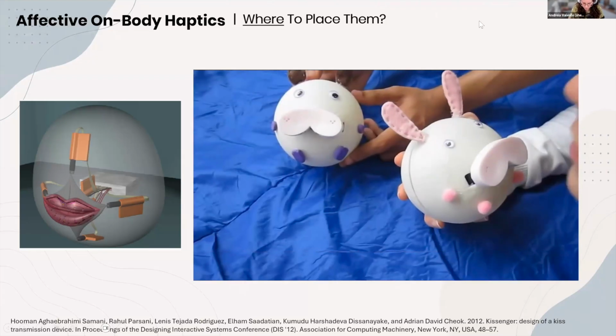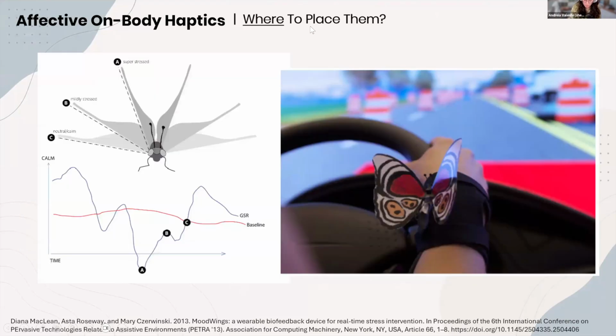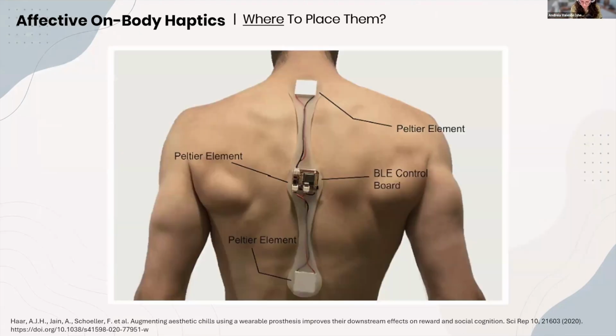So the next one, there's no video, but this is a pretty famous one. It's called Mood Wings. They used people's electrodermal activity, the conductivity of your skin on your hands, to simulate a butterfly moving its wings. The objective was to use this as an accessory where you could be very aware of your stress in real time, so you could adapt and self-regulate.